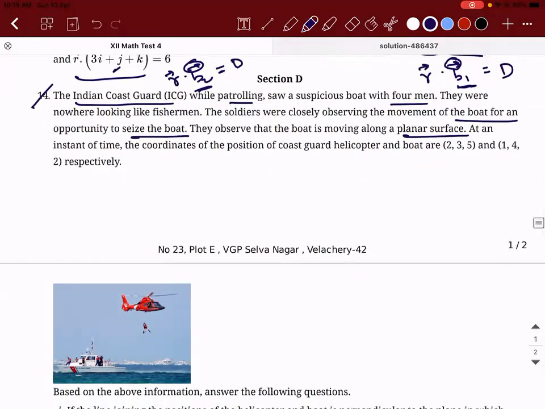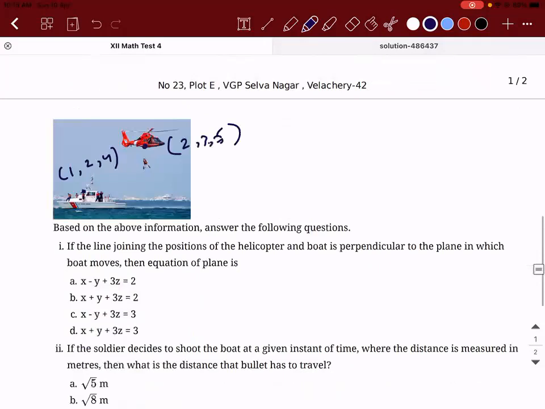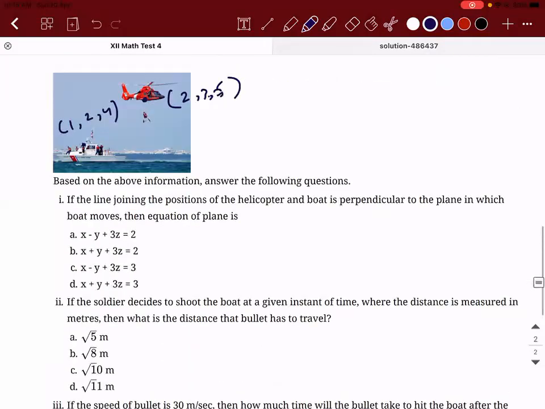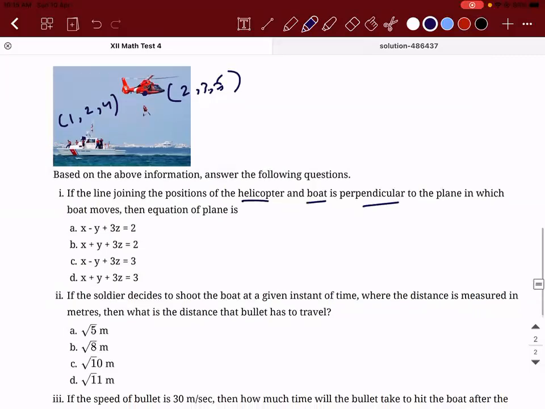At an instant of time, the coordinates of the position of the Coast Guard helicopter and the boat are given. So the Coast Guard helicopter is at a coordinate of 2, 3, 5, and the boat is at a coordinate of 1, 2, 4. Both are in the first quadrant. Based on the above information, answer the following question. If the line joining the positions of helicopter and boat is perpendicular to the plane in which the boat moves, then what is the equation of the plane?